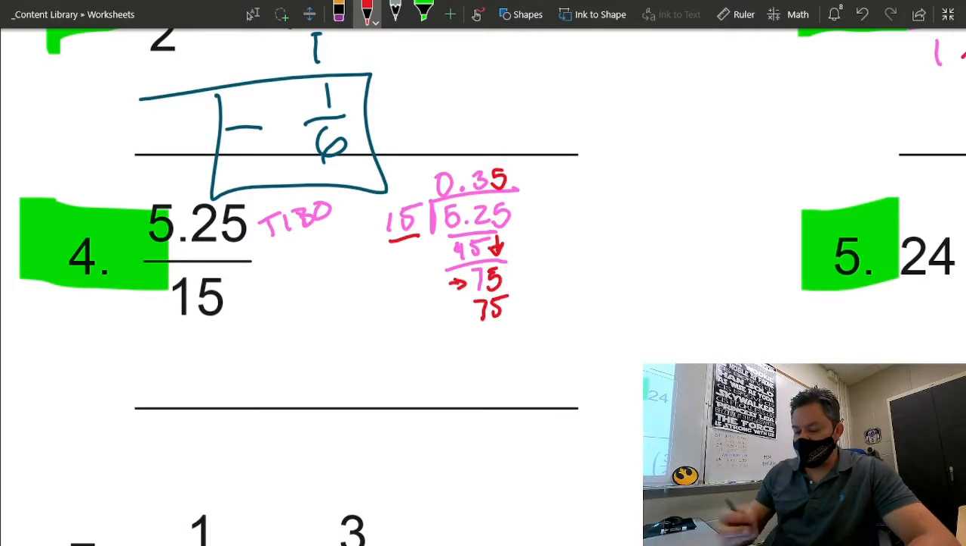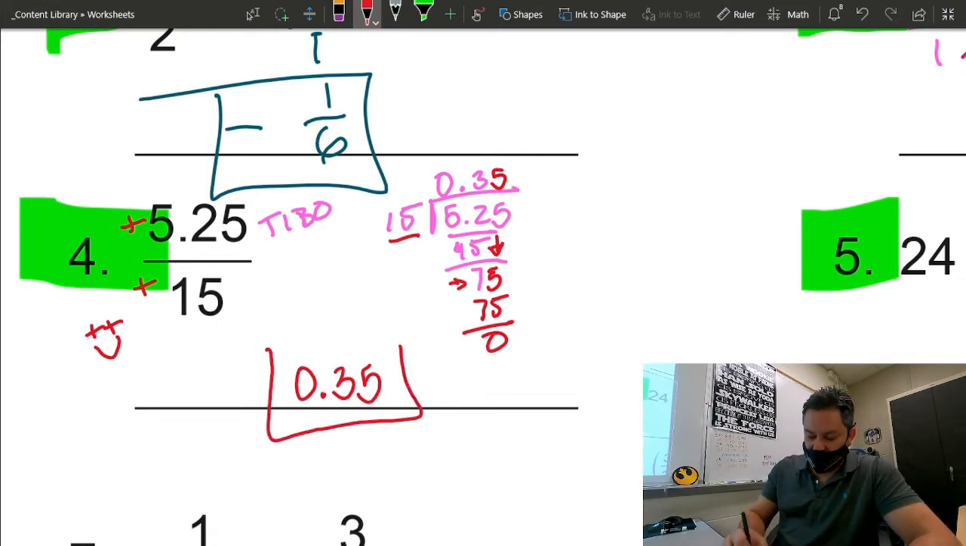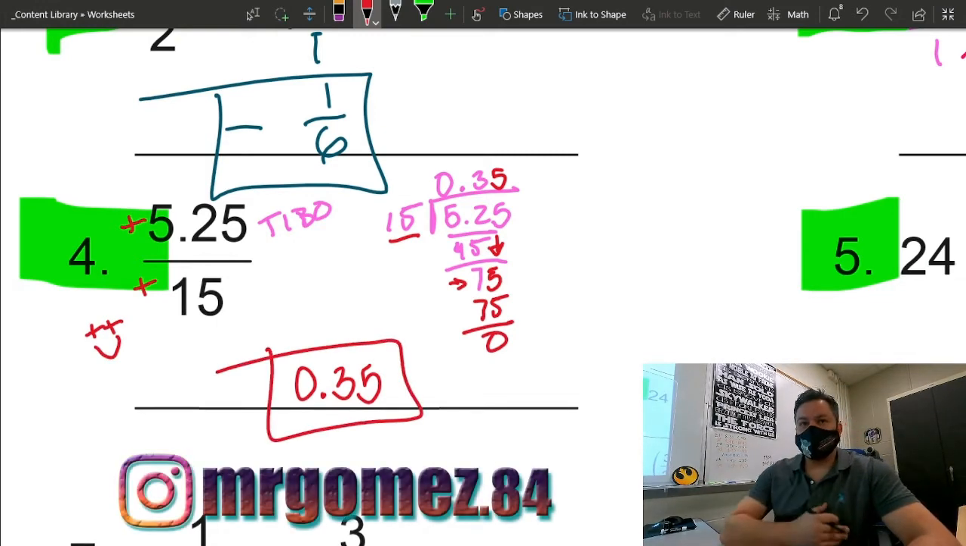This is very good because now we have no remainder, and my answer is going to be 0.35. Both of them are positives, so my answer stays positive. Just like that. Any questions so far?